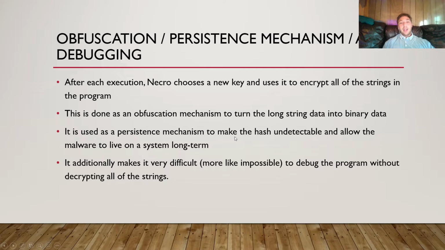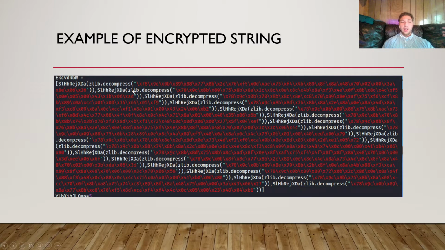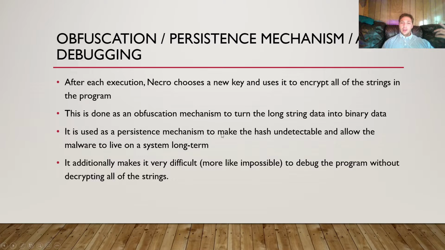And the main goal of this is that it makes the hash undetectable. This actually gets changed every time it's run. So every time it runs, this little string in here is going to be different based on the key chosen. That makes it really hard for malware analysts to find this. So I propose a YARA rule at the end and talk about why that's going to work better than any hash you could find, because the hash is going to change every time. It makes it very difficult, more like impossible, to debug the program without decrypting all the strings.